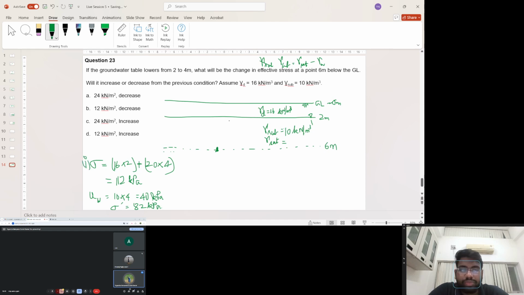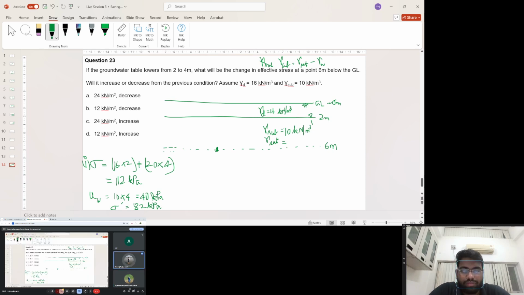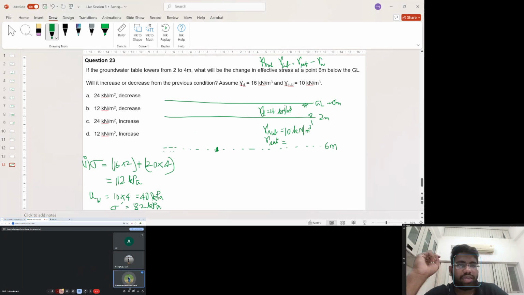Sir, excuse me sir, how did this 20 come? I did not understand. Which 20? This 20 into 4 that you did. Okay, okay. What happens is, we are given gamma submerged, right? But to calculate total stress we need the saturated unit weight. So gamma saturated: as I mentioned, gamma submerged is gamma saturated minus gamma W. I told you to take gamma W as 10. Now you need gamma saturated, so you add gamma submerged plus gamma W. So 10 plus 10, okay, it will be 20.